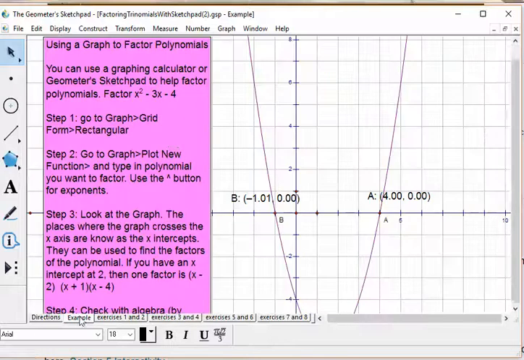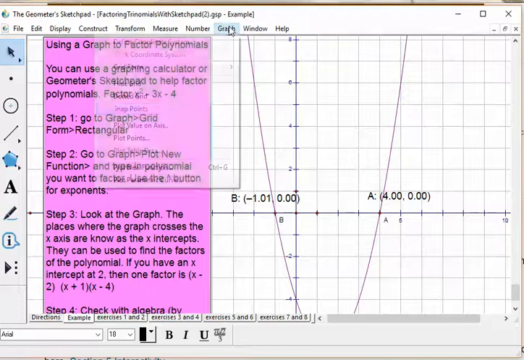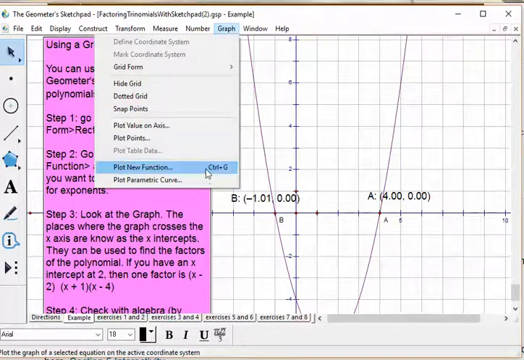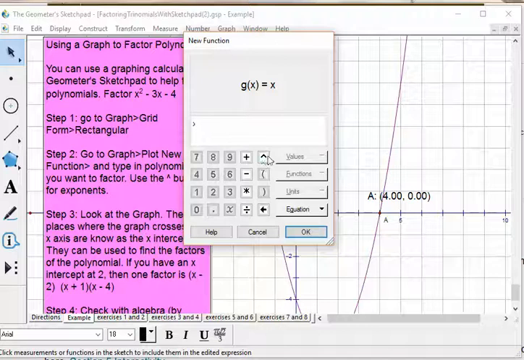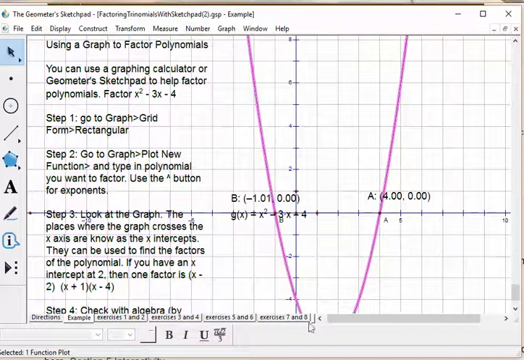All right, let's look at an example. Okay, I graphed x squared minus 3x minus 4. So I did that by going to Graph, Plot New Function, and then I just typed in x squared minus 3x minus 4, and then clicked OK. And that's our graph. Now we need to find where it crosses the x-axis.